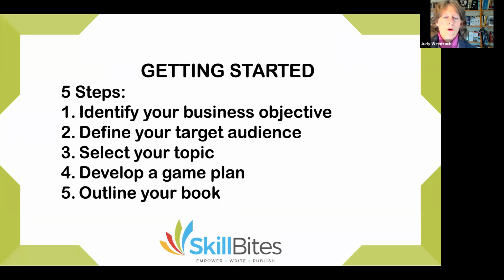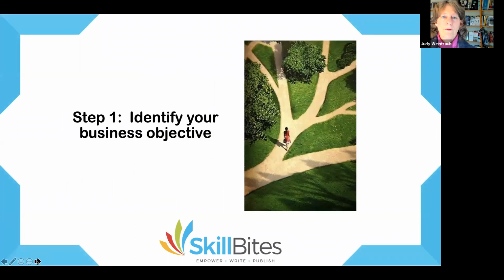So next I want to go over the steps for getting started, and we'll talk about your business objective. Without identifying that, it's difficult for you to pick the right topic for your book. Who is your target reader? Again, that's pretty important for defining what topic you want to write your book on. And then we'll go over selecting your topic, developing the game plan for getting your book written, and outlining your book so that when you get to the writing part, it will be a lot quicker for you. And we're going to start with your business objective.